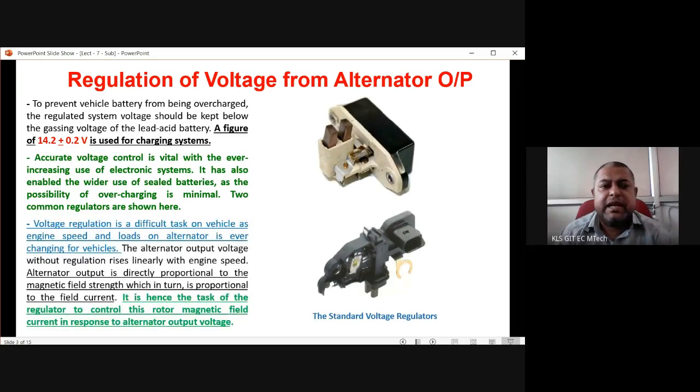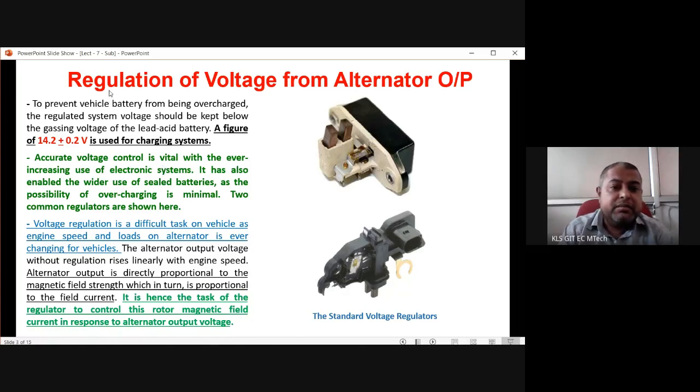This also was shown last day. This is a very important detail. Remember that 14.2 plus minus 0.2 volt is the supply that is actually generated by the alternator. Okay, and that is coming and actually charging the 12 volt battery. So it can be 14 volt, or it can be 14.4 volt. That is the minimum and maximum value.